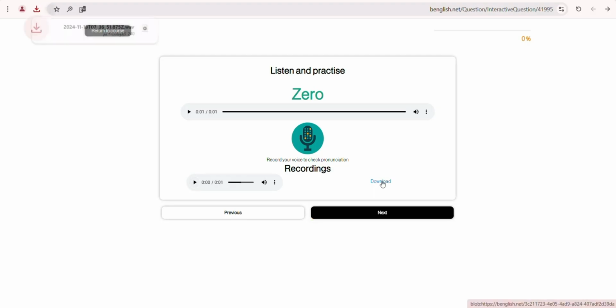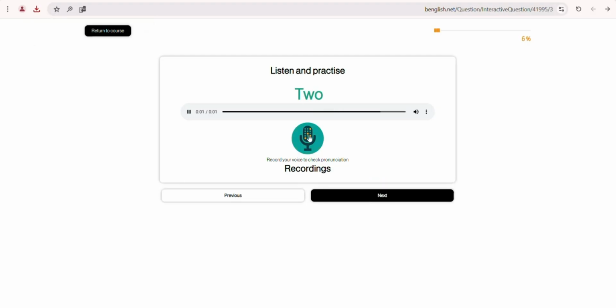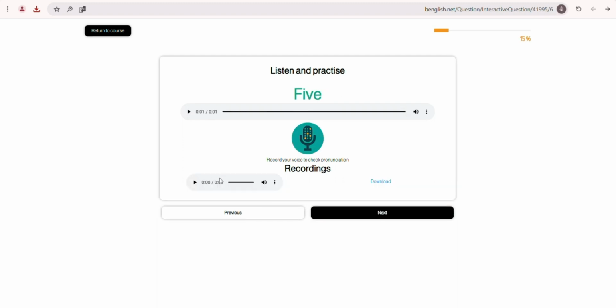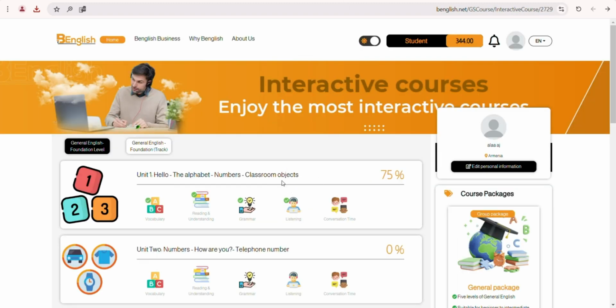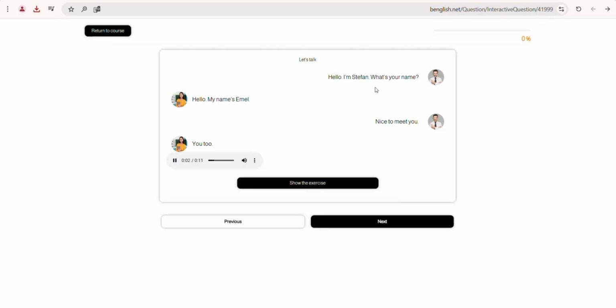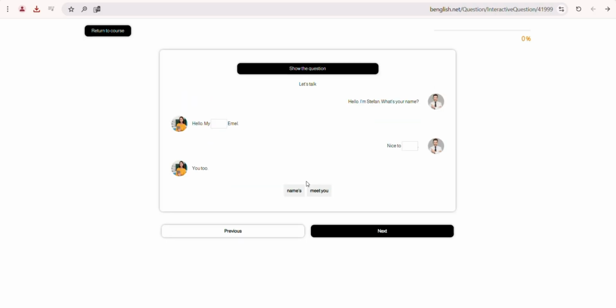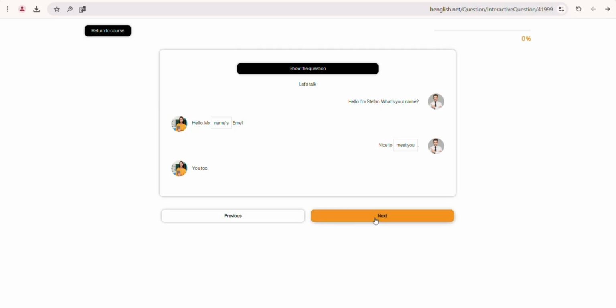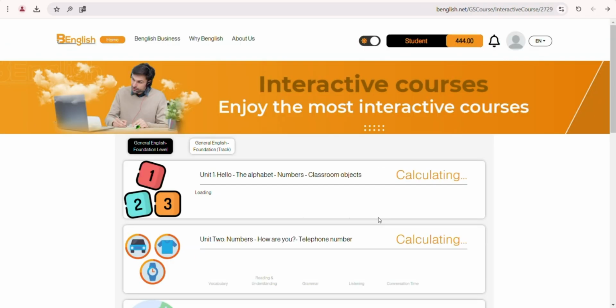The fourth icon is listening, which is very enjoyable. Through it, you can hear the new vocabulary, pronounce it, and hear the accuracy of your pronunciation. Finally, the fifth icon is conversation. Here, a dialogue between two people is presented, along with a specific exercise. Listen carefully to it and practice the conversation with a colleague.